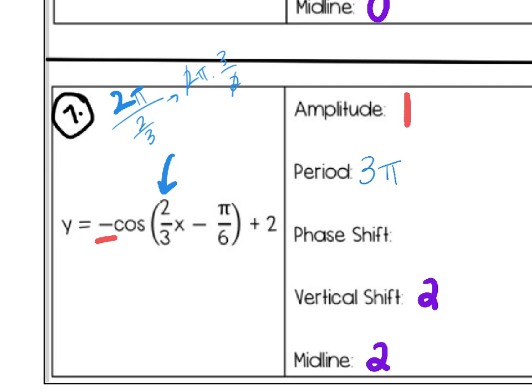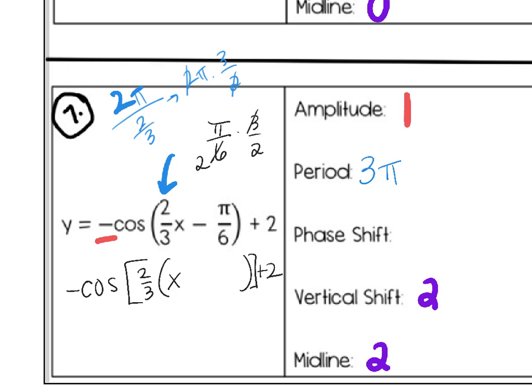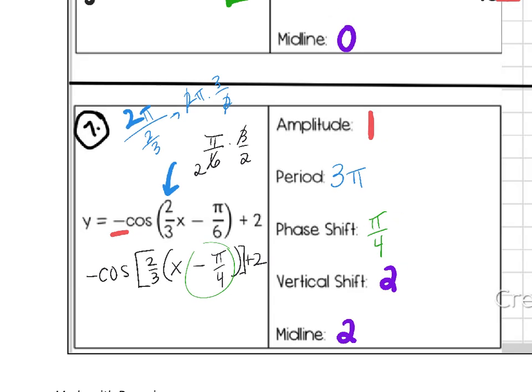Then, in order to correctly identify the phase shift, I'm going to pull out the 2/3 and factor it from both terms. So this becomes x. I'm going to take my pi over 6, and I'm going to multiply it by the reciprocal of 2/3, which is 3 over 2. Then I can cross simplify, and pi over 4. Now I can see my phase shift. My phase shift is going to go right, pi over 4. Now I've got everything I need.